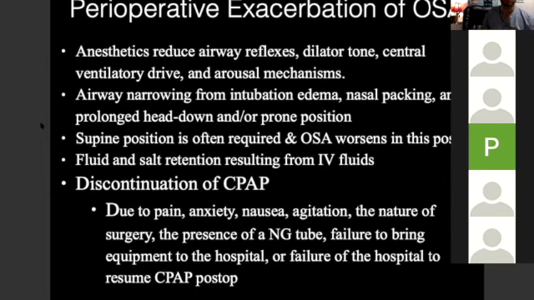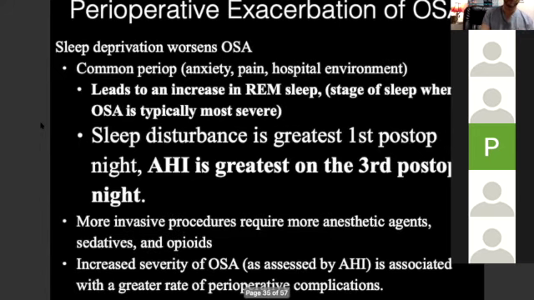Supine position is worse for OSA. Now, the other thing is afterwards, the patient may be in pain or have had head and neck surgery, or they're agitated. They have an NG tube, all reasons that they may not wear their CPAP post-operatively. And so those are all reasons why sleep apnea is worse after surgery than the day before surgery.